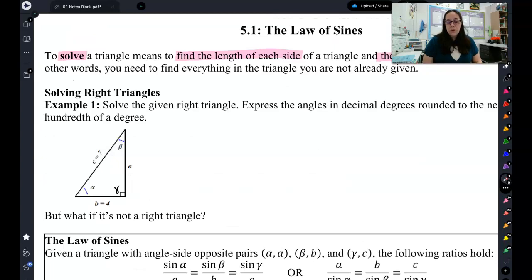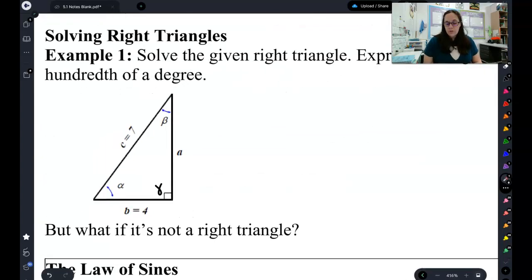So, here's what I would like you to do. You should be able to solve this problem on your own. It's a right triangle. So, you need to find side A. I would suggest you use the Pythagorean theorem for that. You need to find angle alpha. You could use trig, so SOHCAHTOA, for that. And then you need to find angle beta, which you can find using 180 degrees minus 90 minus alpha. So pause the video, try to solve this triangle, find all the sides and angles on your own, and then come back to check your work.